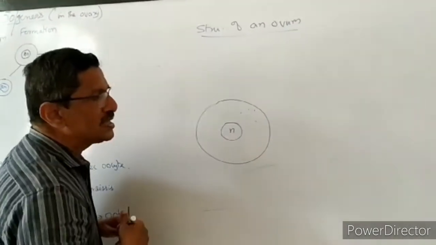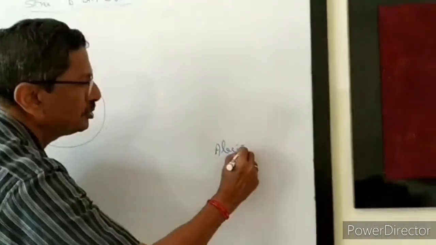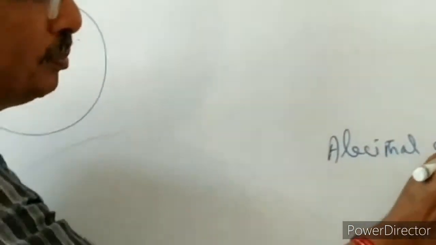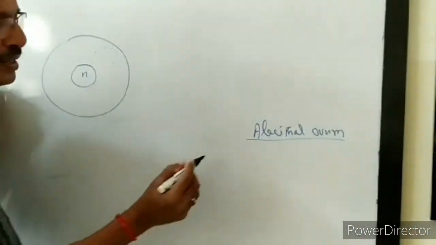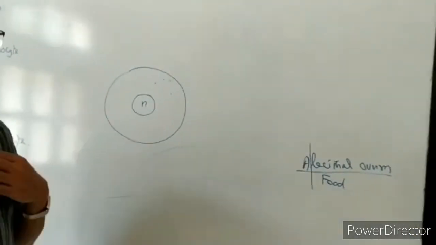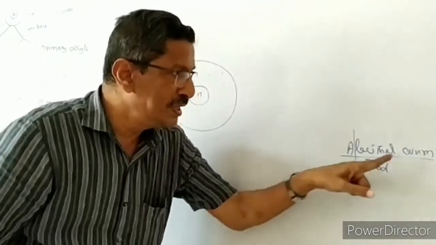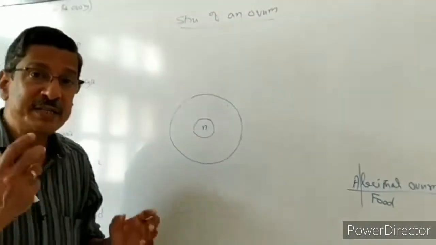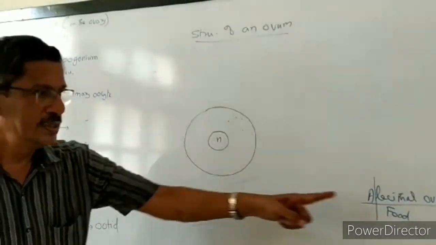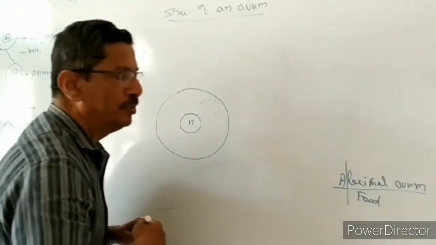Then this ovum is called the alecithal ovum. First term we are using: alecithal ovum. What is the meaning of alecithal? Lecithal means fat. Okay, lecithal means food. Lecithin. Now A means absence. Absence of food in the ovum. Food is not there. Mother is going to supply food. So this egg is called alecithal egg or alecithal ovum.